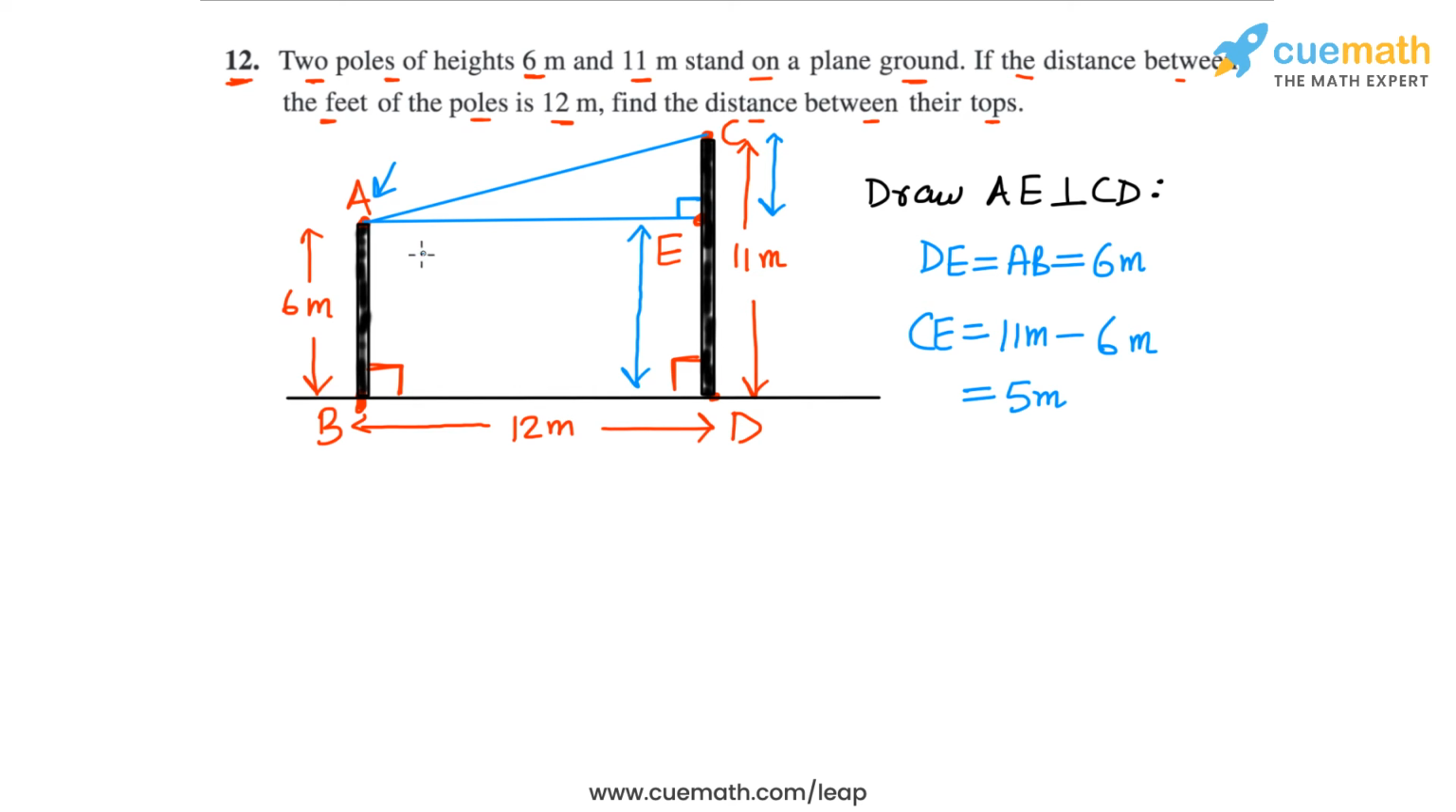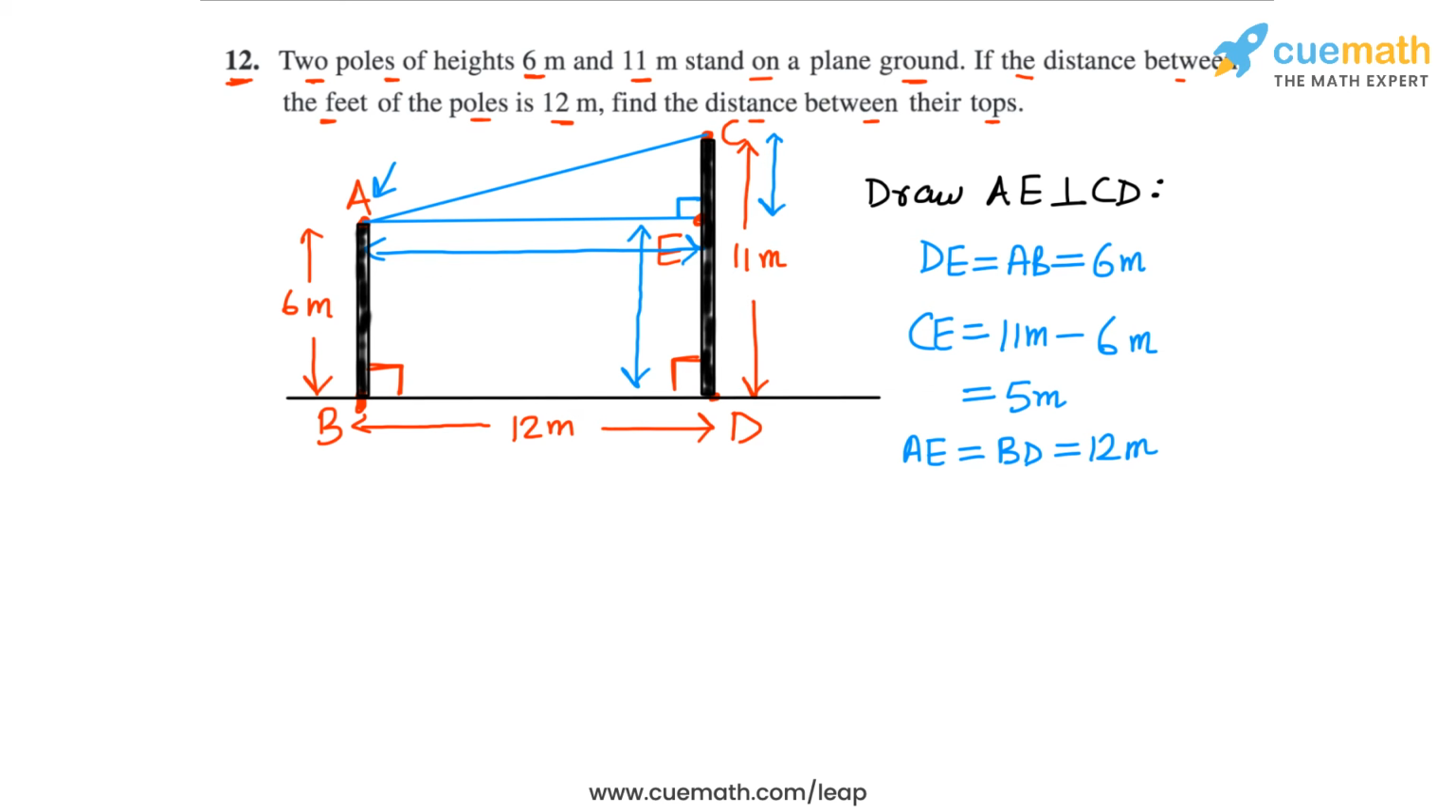Okay, and also AE, what will this length be equal to? This length will simply be equal to BD. So AE will be equal to BD. So AE will be equal to 12 meters. And these things follow because we have drawn AE perpendicular to CD. So ABDE is a rectangle.